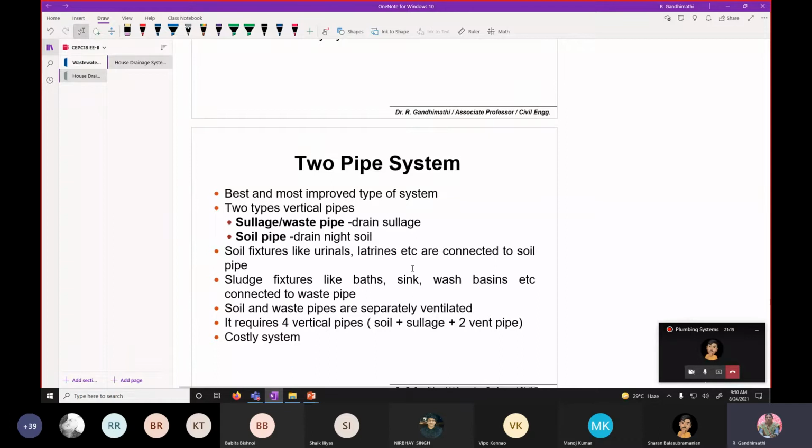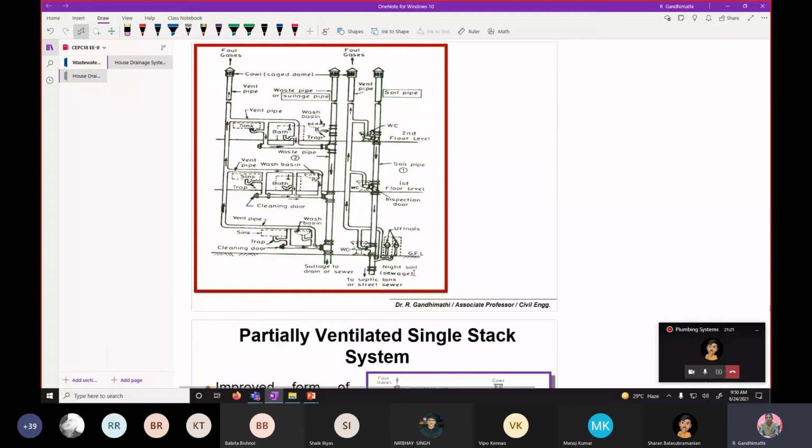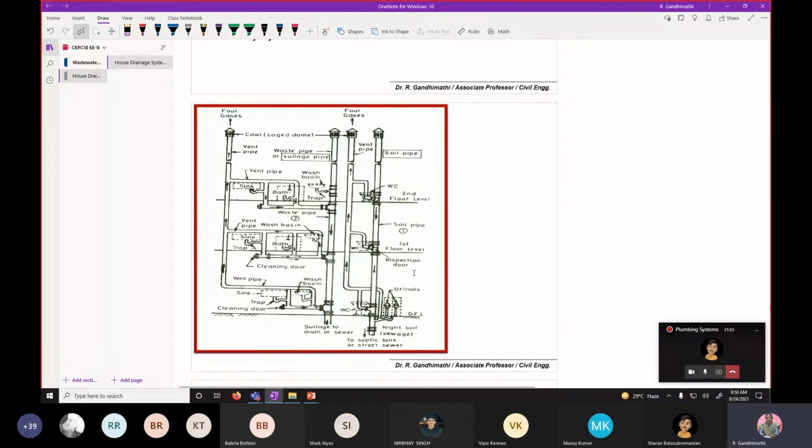It requires 4 vertical pipes. That means soil pipe, sullage pipe, 2 vent pipes. Then it is a costly system. You can see this picture.